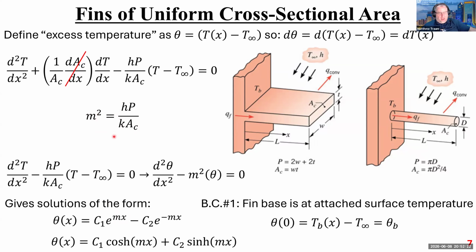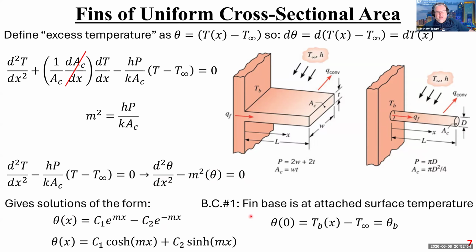So we take those conservation of chalk type principles and plug them into this simplified version of the equation. And we get d squared theta dx squared minus m squared theta equals zero. And this is a second order differential equation that has solutions of this form.